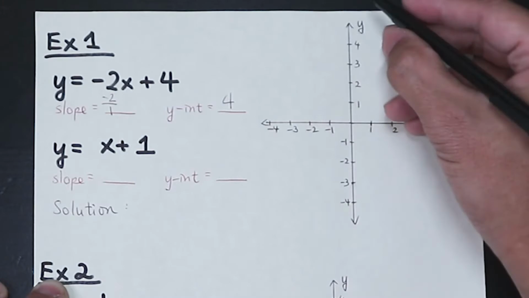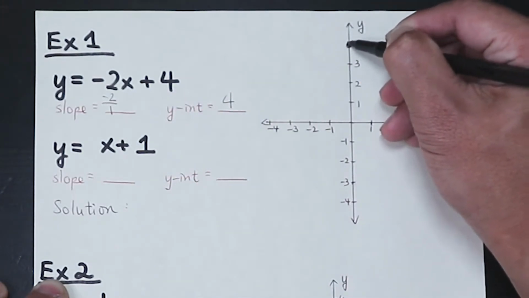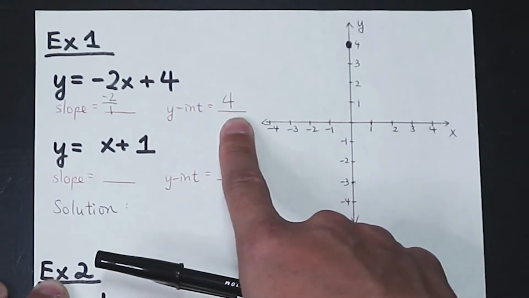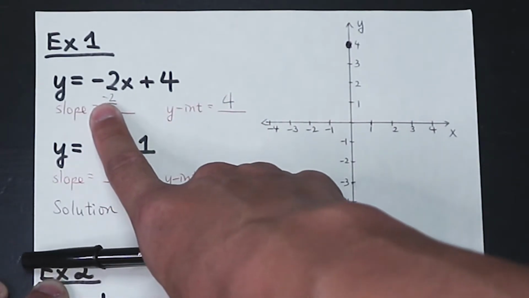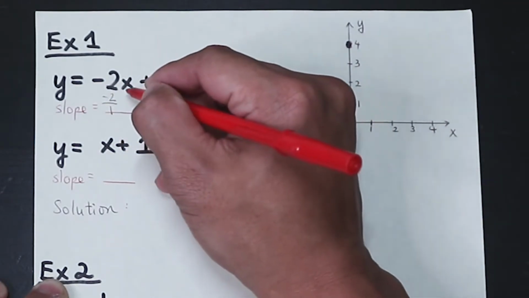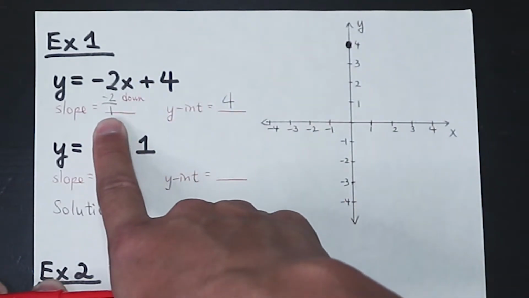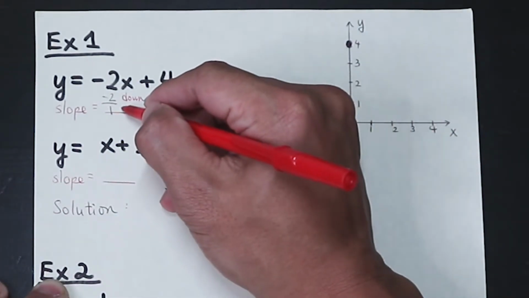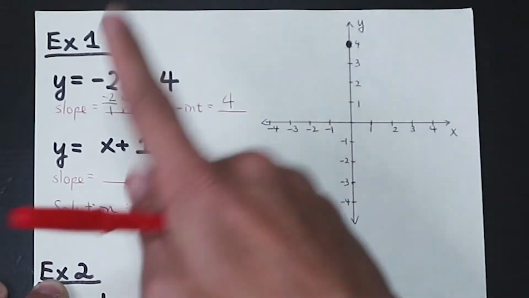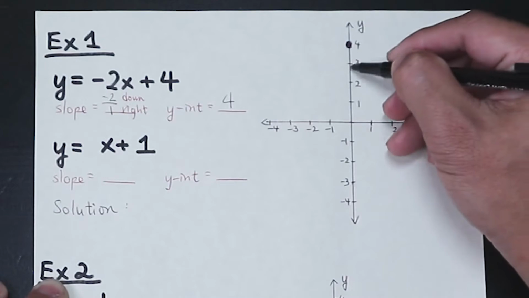To graph it, you're going to plot the y-intercept first, at positive 4. And then after that, you are going to follow the slope direction. In this case, since the 2 is negative and is on the numerator, it's 2 units down. And since the denominator value is positive, it's to the right. So it's 2 down, 1 right. Starting from here, you move 2 down and 1 right.